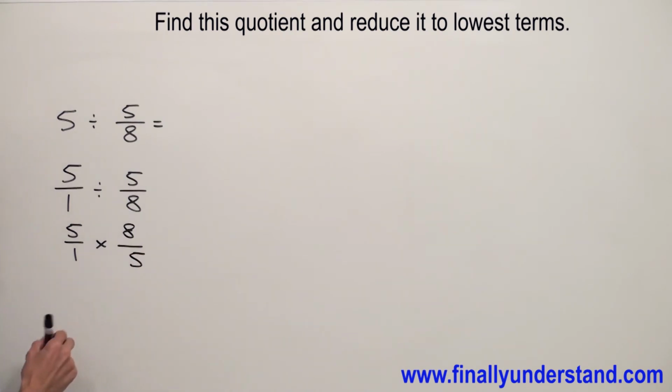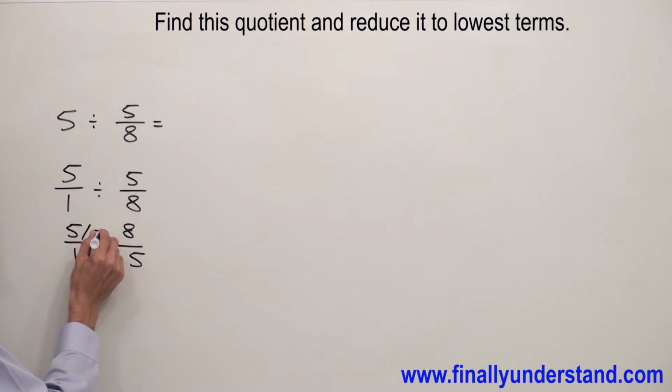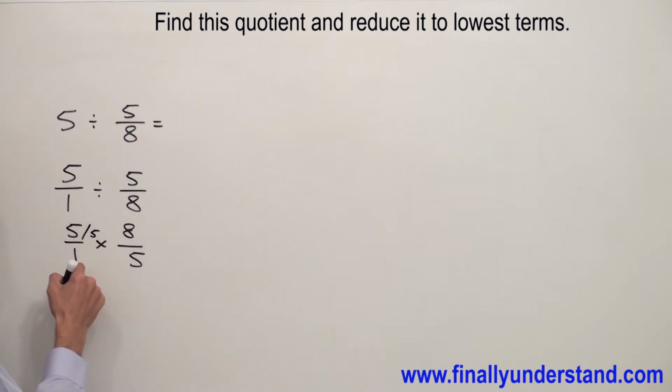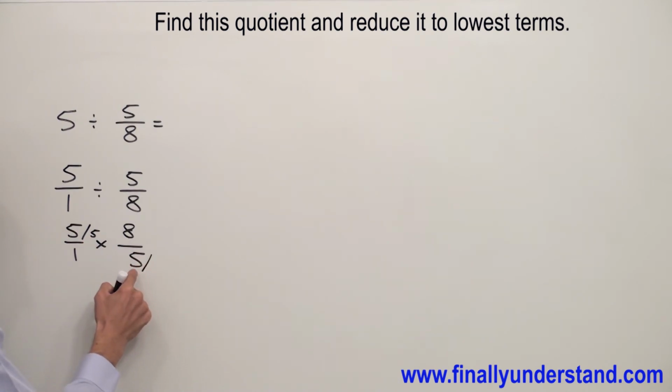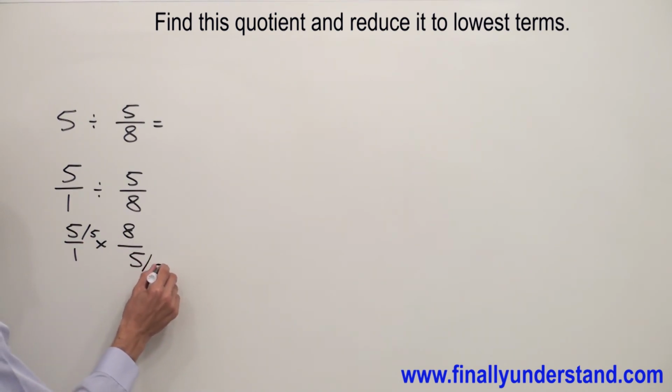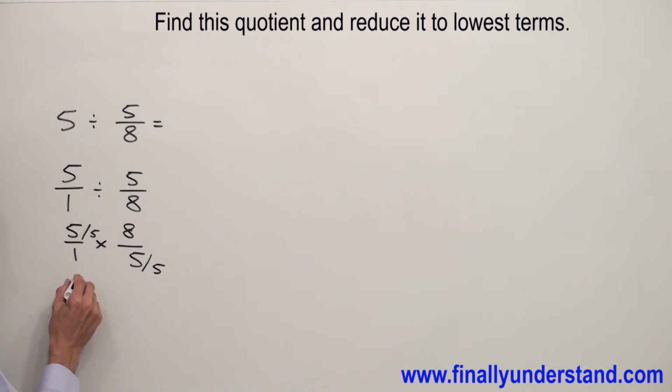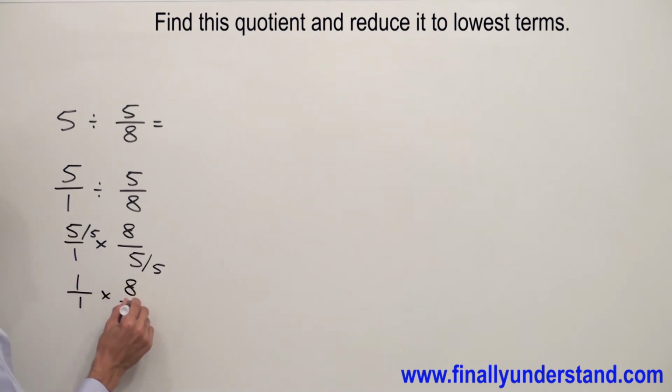Before you perform multiplication, check if we can reduce any numerator with any denominator. We have 5 in the numerator of the first fraction and 5 in the denominator of the second fraction. I'm going to reduce the first numerator by 5 and the denominator of the second fraction also by 5. 5 divided by 5 is 1, so we have 1/1 times 8/1.